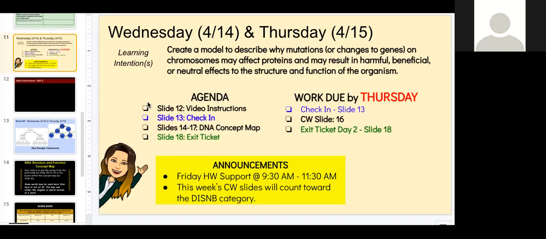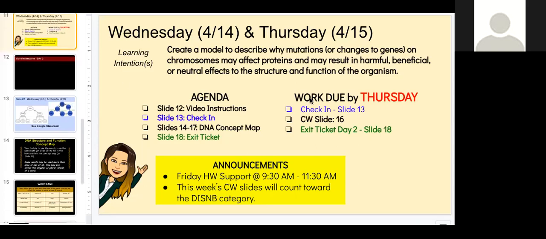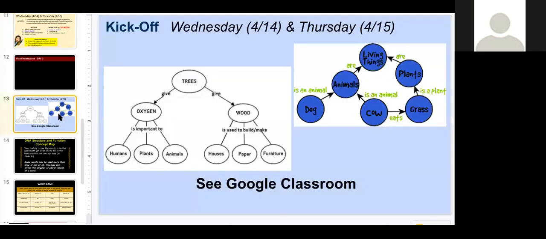By Thursday, be sure to complete your check-in, which is on Google Classroom, classwork slide 16, and your exit ticket on slide 18. Friday homework support is from 9:30 a.m. until 11:30 a.m. This week's classwork slides will count toward the digital interactive science notebook category. Slide 13 is saying to see Google Classroom for your check-in.